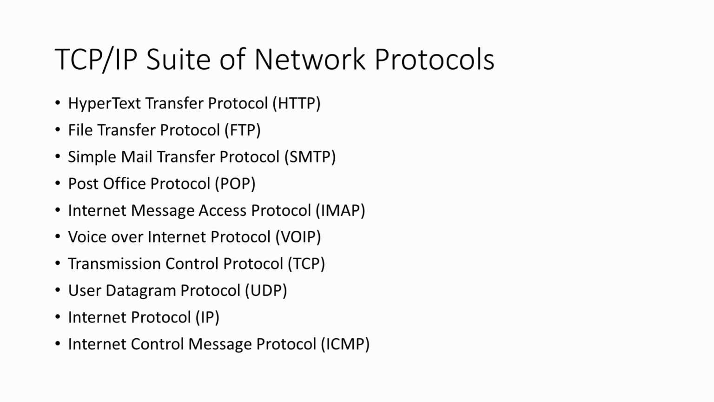The Internet Control Message Protocol, ICMP, does as its name suggests. It's used by routers to exchange status information and error messages, for example to report that a particular router can't be reached.